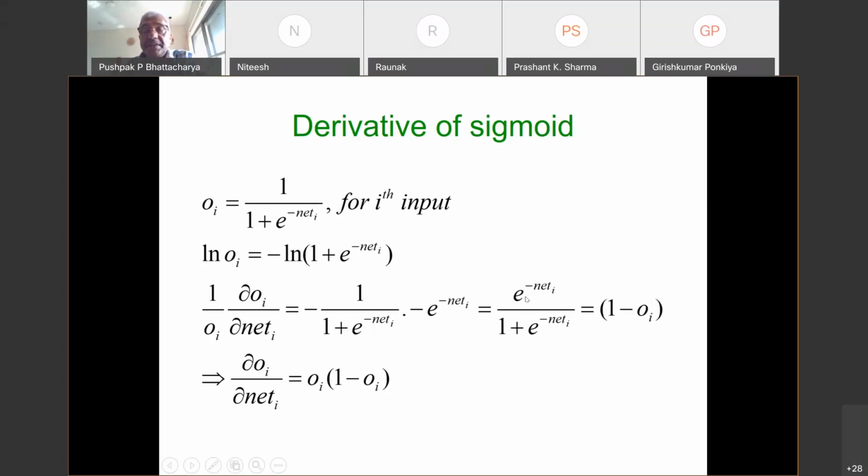So this quantity is nothing but e to the power minus net_i by 1 plus e to the power minus net_i, which is equal to 1 minus O_i, since O_i is defined as 1 by 1 plus e to the power minus net_i. So from this algebra, we come to the conclusion that delta O_i delta net_i is O_i into 1 minus O_i. The derivative of the output with respect to the input of a sigmoid neuron is output into 1 minus output. A very frequently used result which we'll remember.